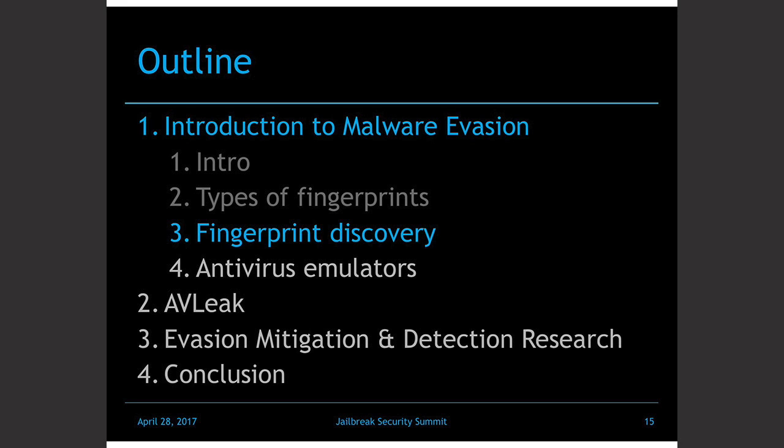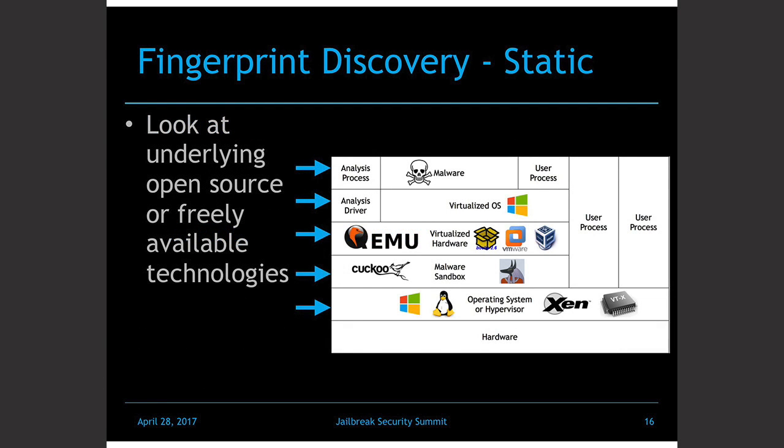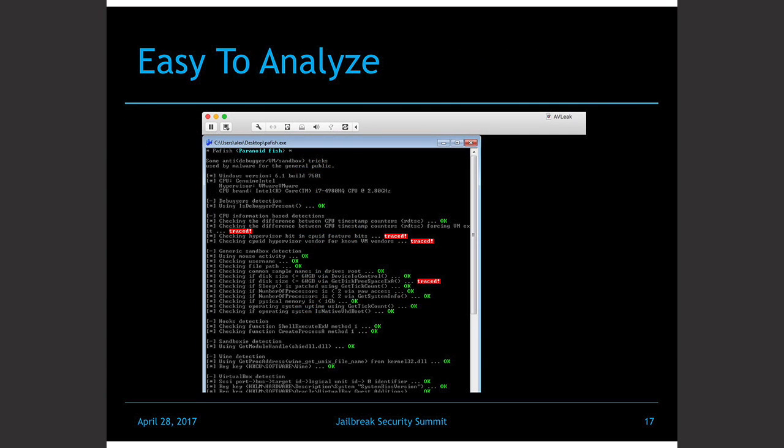So how are these fingerprints of analysis actually discovered? Generally what you can do is look at the underlying open source or freely available technologies in this kind of stack of a malware analysis sandbox. So you see at every level these are mostly open source tools or things you can just download for free, test them out, things like QEMU. VMware is not open source, but you can download a copy and play with it. And you can just easily observe things about the analysis environment.